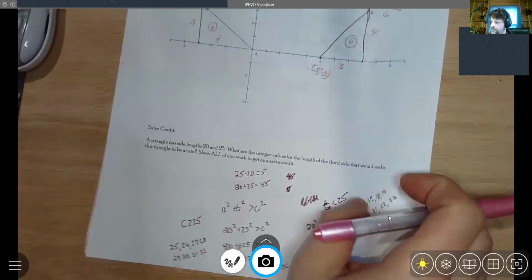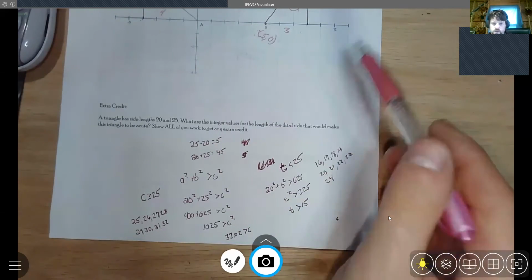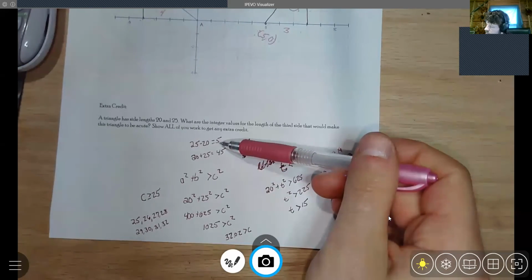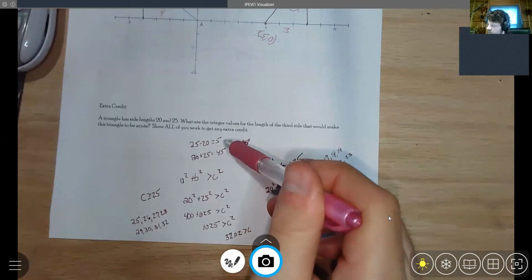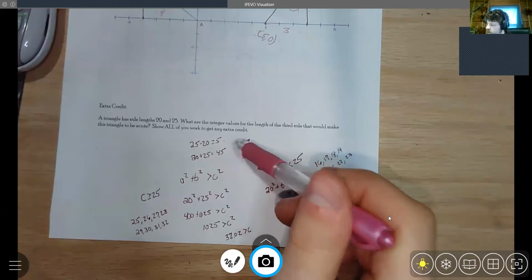Extra credit. So you've got a triangle, side lengths 20 and 25. And so first you figure out what the third side could be. So 25 minus 20 is 5. 20 plus 25 is 45. So it can be anywhere between 5 and 45.